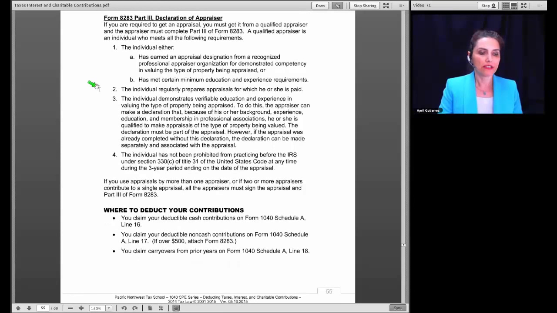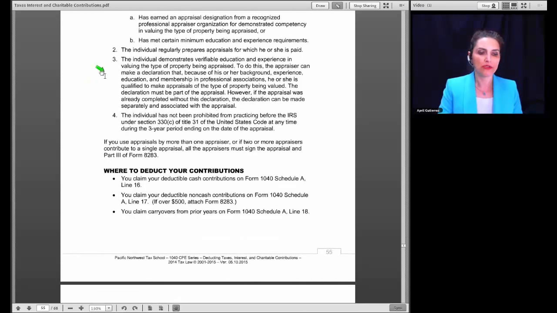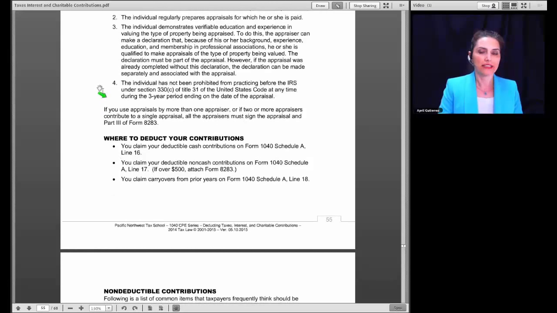The individual regularly prepares appraisals for which he or she is paid. The individual demonstrates verifiable education and experience in valuing the type of property being appraised. And to do this, the appraiser can make a declaration that because of his or her background, experience, education, and membership in professional organizations, he or she is qualified to make appraisals of the type of property being valued. The declaration must be part of the appraisal. However, if the appraisal was already completed without this declaration, the declaration can be made separately and associated with the appraisal. And finally, the individual has not been prohibited from practicing before the IRS.